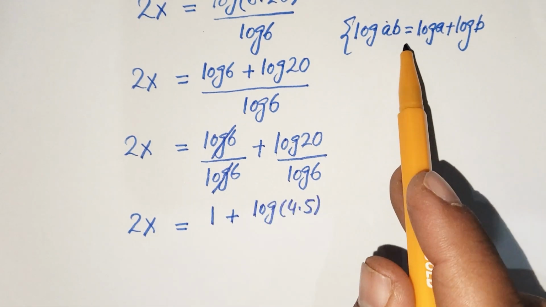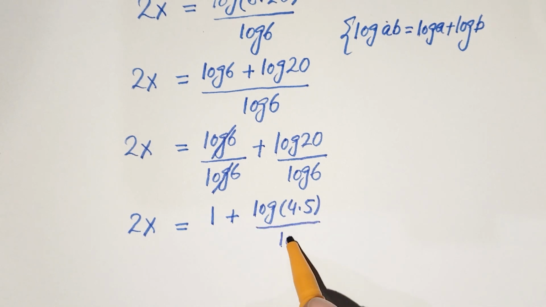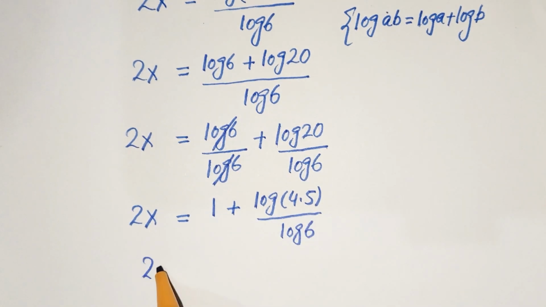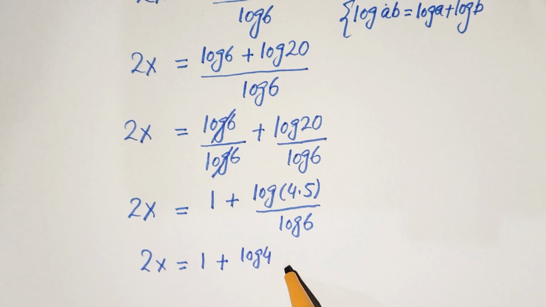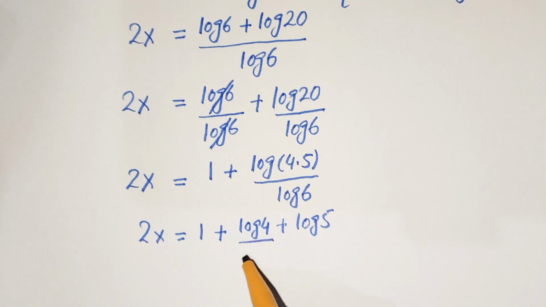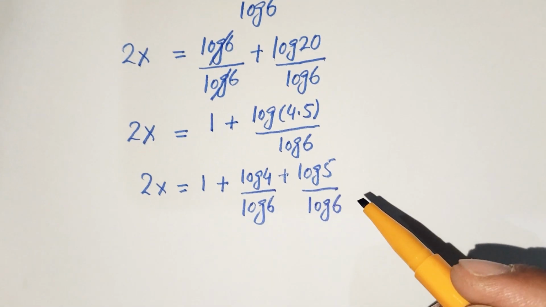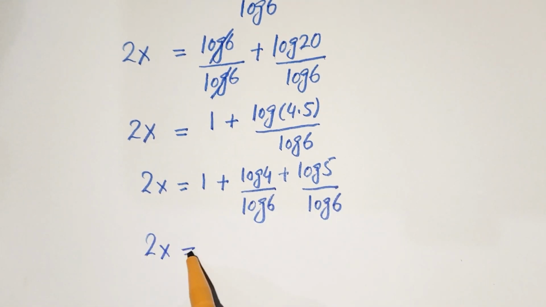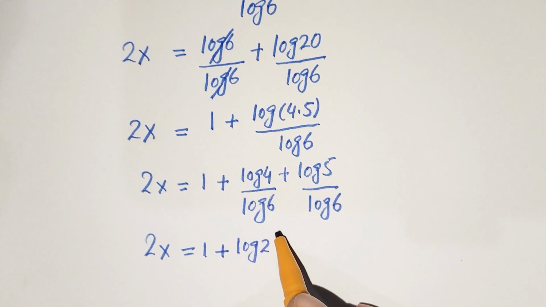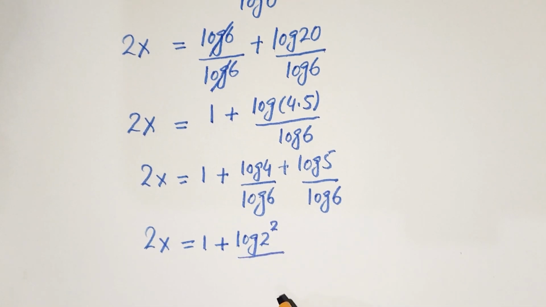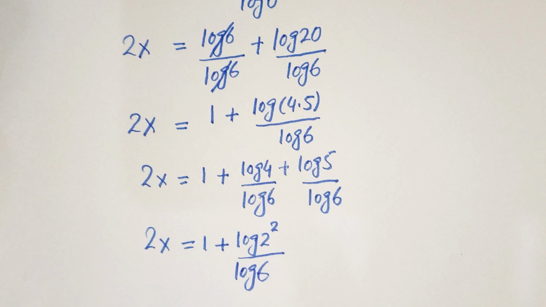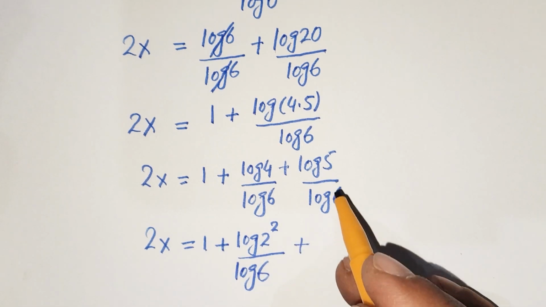So we are going to use this law again. Then 2x is equal to 1 plus log 4 plus log 5, and we are going to write log 6 separately under these two terms. Now 2x is equal to 1 plus, log 4 can be written as log 2 squared over log 6, plus log 5 over log 6.